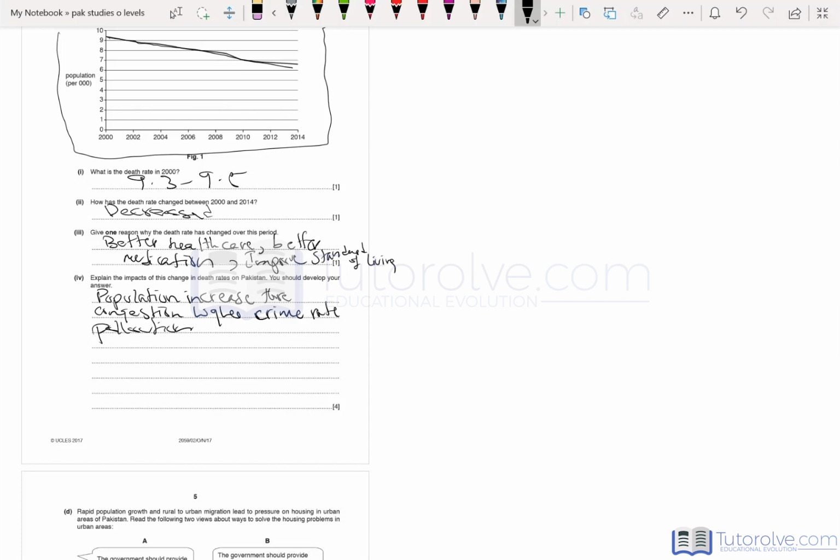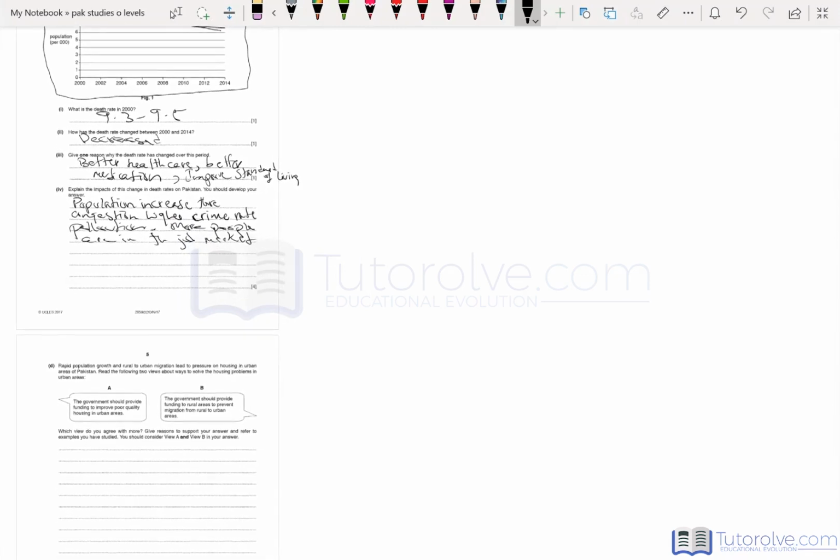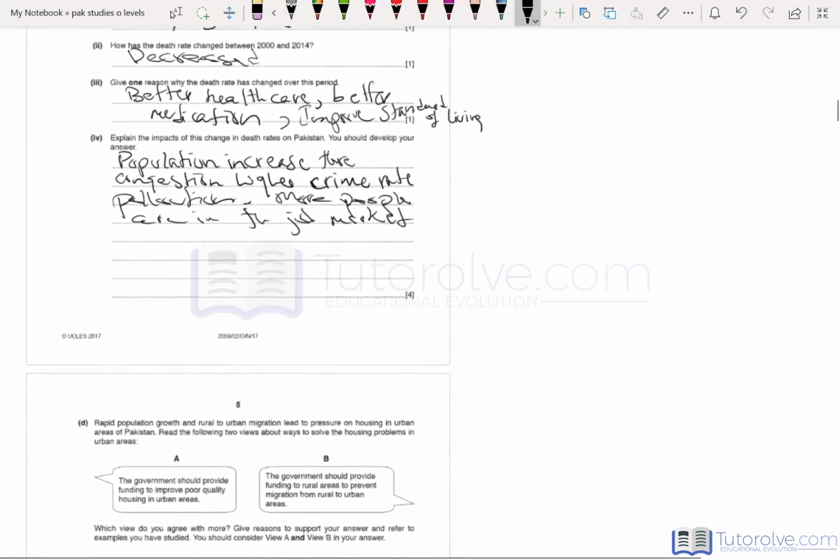There are more people now in the job market and there are not many jobs to give. So all of these things are impacting Pakistan's overall economy.